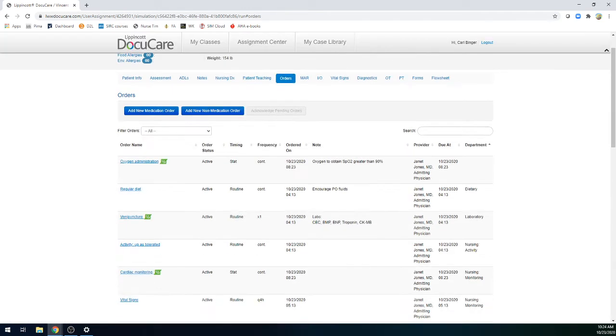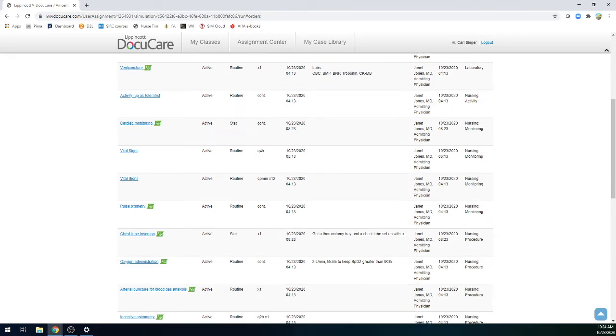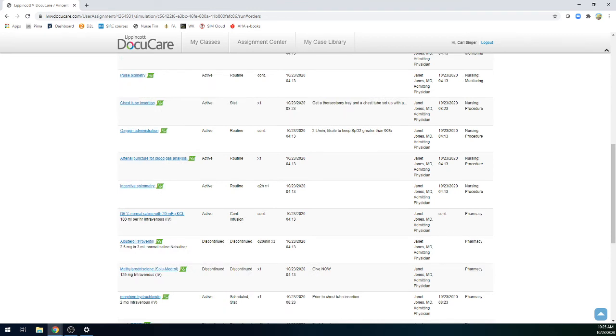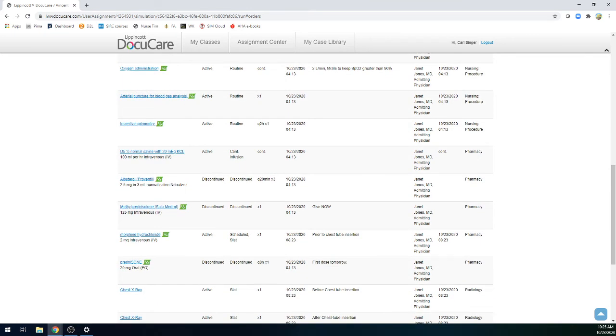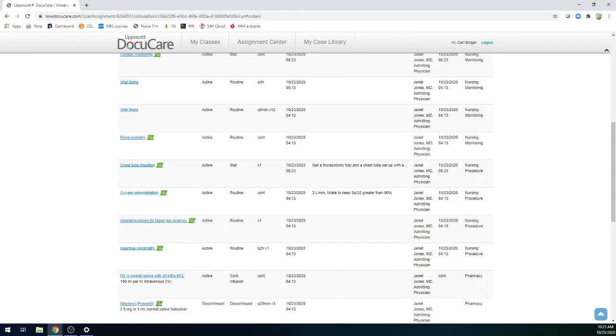Orders. We need to make sure that all orders are in here. Okay? With him, the chest tube insertion was. The morphine was present in here. So I might have been wrong on some of the grading on it. Some of them showed it and some did not. That's why I was a little confused.